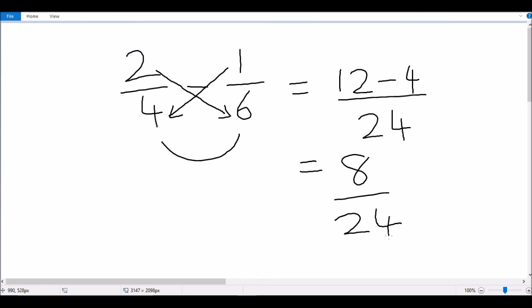Now again, in this case, you can leave the answer as it is, that is correct, but if the question specifically says you need to simplify the fraction, you can go ahead and simplify. So we need to find the highest common factor of 8 and 24. Now for 8 and 24, the highest common factor is 8, right? Because 8 goes into 8 one time and 8 goes into 24 3 times. So the answer you have after simplifying is 1/3.